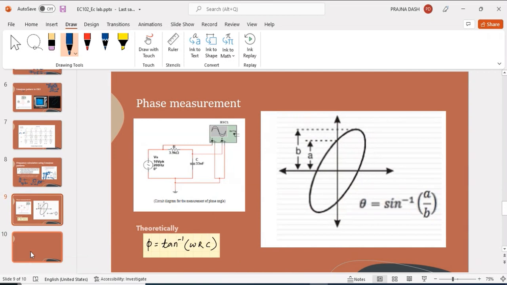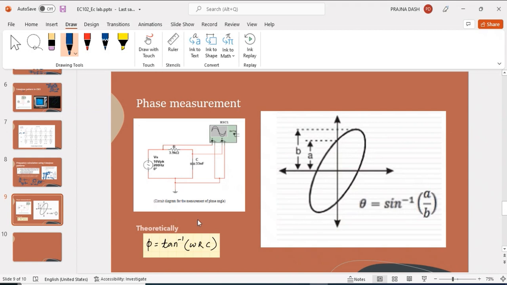Then one more part of that second objective is your phase measurement. How to measure the phase difference between the two signals. For the phase measurement experiment, we have to make a setup: one signal we have given, and one RC circuit we have connected. Once the RC circuit is connected, at the output side the signal we get obviously has a different phase shift. So one signal we take directly as the input signal in one channel, and the signal after passing through the RC circuit is considered as the second signal.